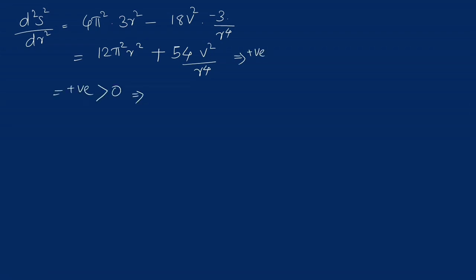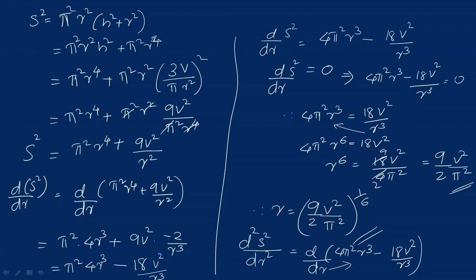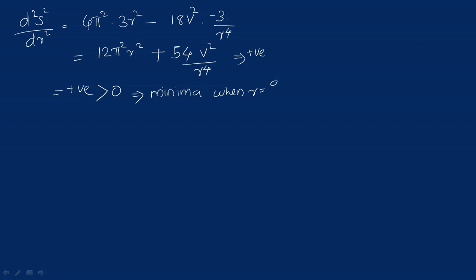So if we apply the value of r into this equation, and when we solve that, we will be getting a positive quantity, that is clear. So if we are getting a positive quantity, we will be having a minimum when r = (9V²/2π²)^(1/6).